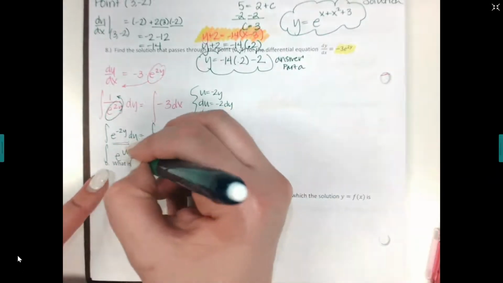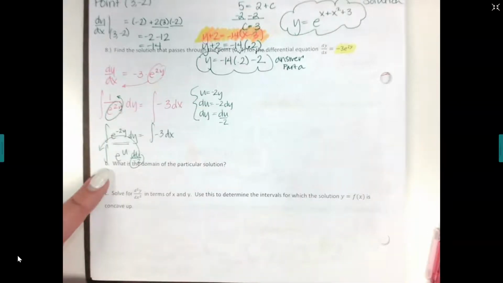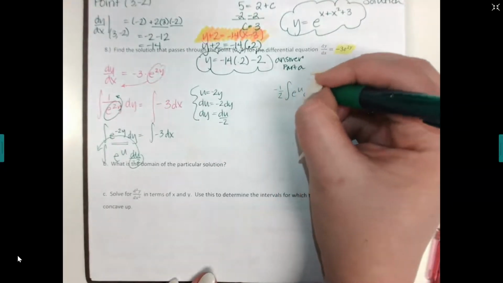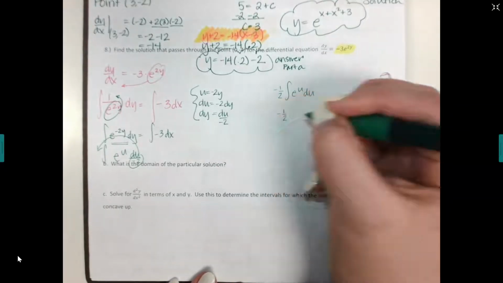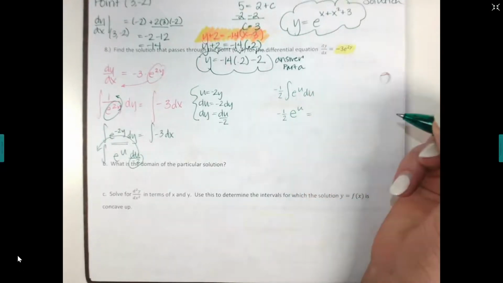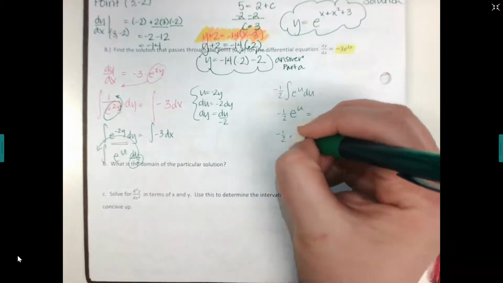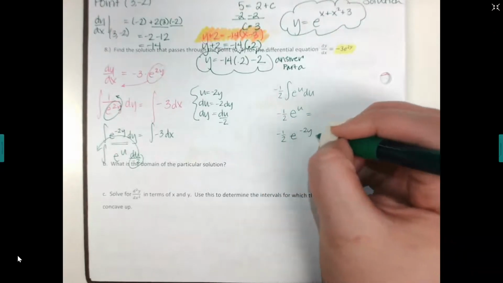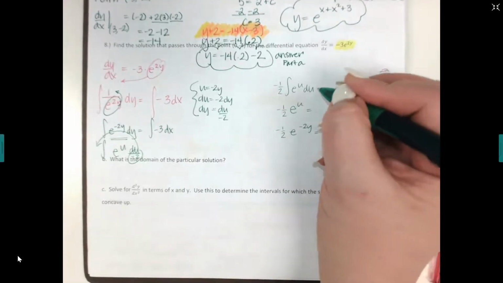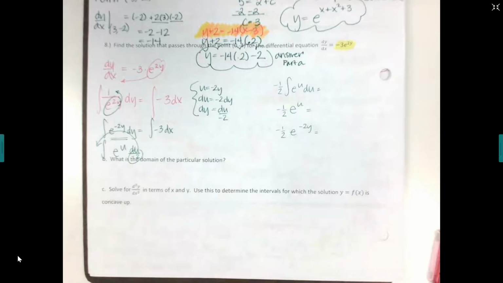So it'll be the integral of e to the u du over negative 2. And then I can take that negative 2 and pull it to the outside. So it'll be negative a half integral e to the u du. What is the integral of e to the u? E to the u again, which is going to turn into an e to the negative 2y when I'm done with it. Okay. Now, notice that that's all this left side. My right side was a negative 3.